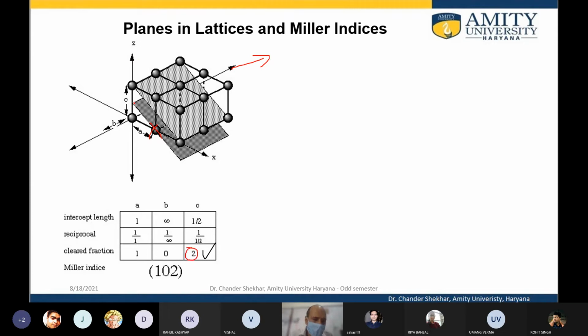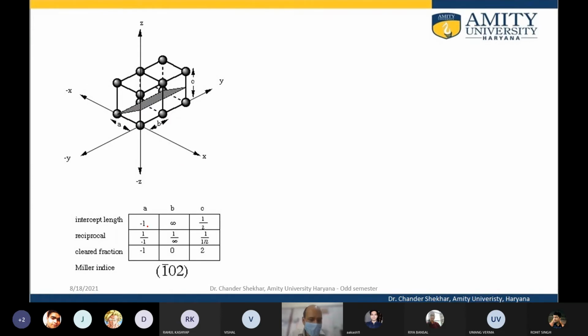That means this particular plane intersects the unit edge length into 2 equal parts. So this is what the plane looks like, and the other plane will have the same intensity because this is parallel. Fine. So this is, say, this particular plane that is shaded in this image.